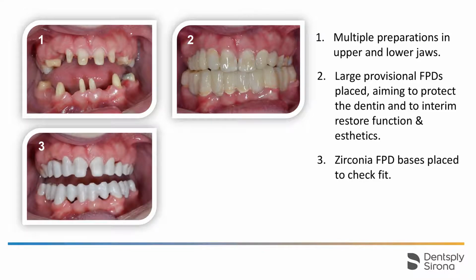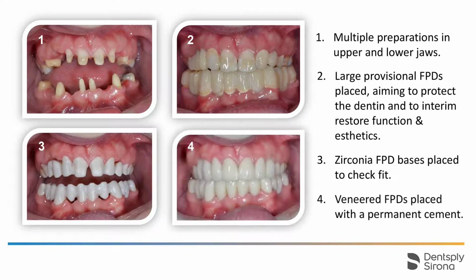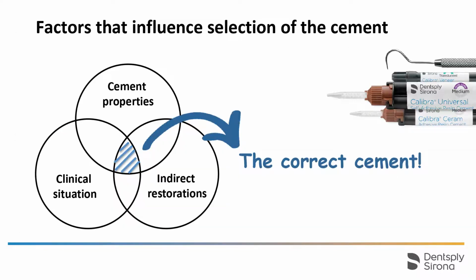The fit for the restoration is checked at the so-called framework try-in. All ceramic zirconia FPD frameworks are shown here. The porcelain veneered restoration is then permanently fitted. A full range of different luting cements is available for permanent luting of restorations. But what is the correct cement?